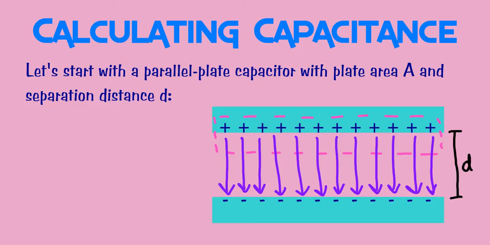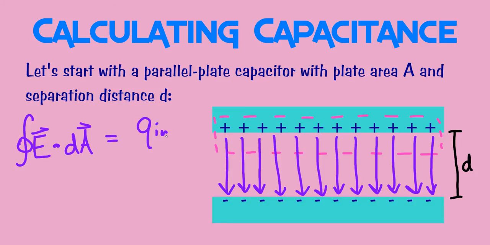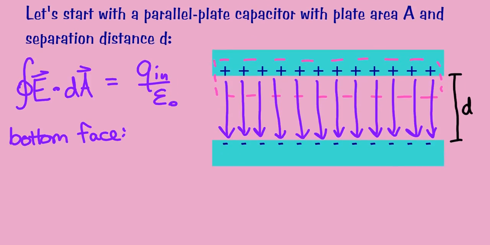Let's write out Gauss's law. We know that Gauss's law is the surface integral of E dot dA, and that equals Q enclosed over epsilon naught. And we know that for the bottom face only, E is parallel to dA. And so we can get rid of that.